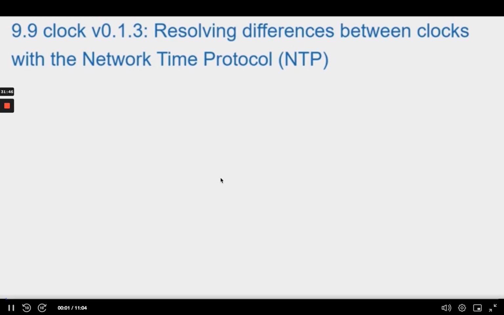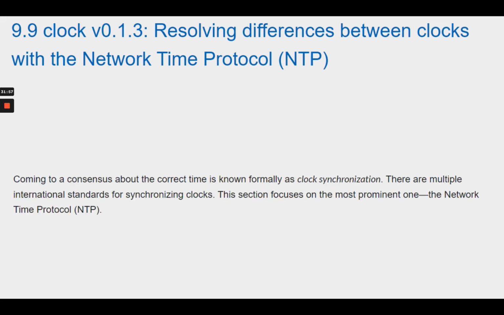Section 9.9. Clock version 0.1.3. Resolving differences between clocks with the Network Time Protocol, or NTP. Coming to a consensus about the correct time is known formally as clock synchronization. There are multiple international standards for synchronizing clocks. This section focuses on the most prominent one, the Network Time Protocol, or NTP.